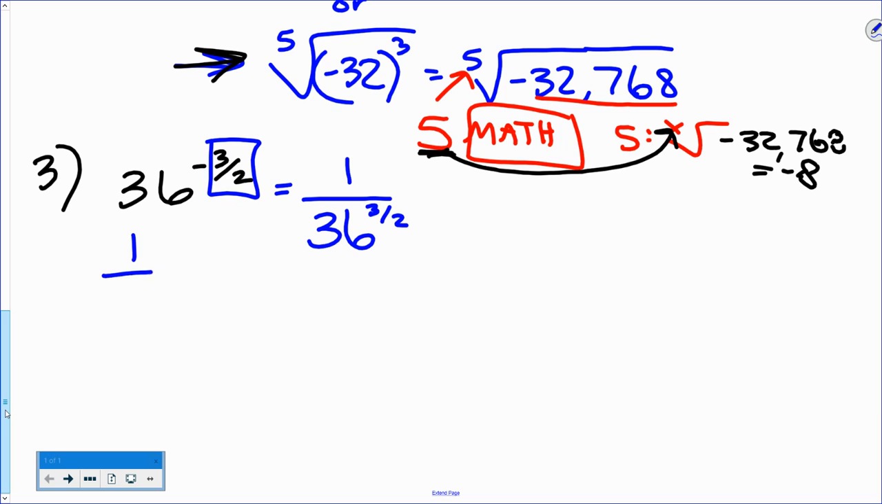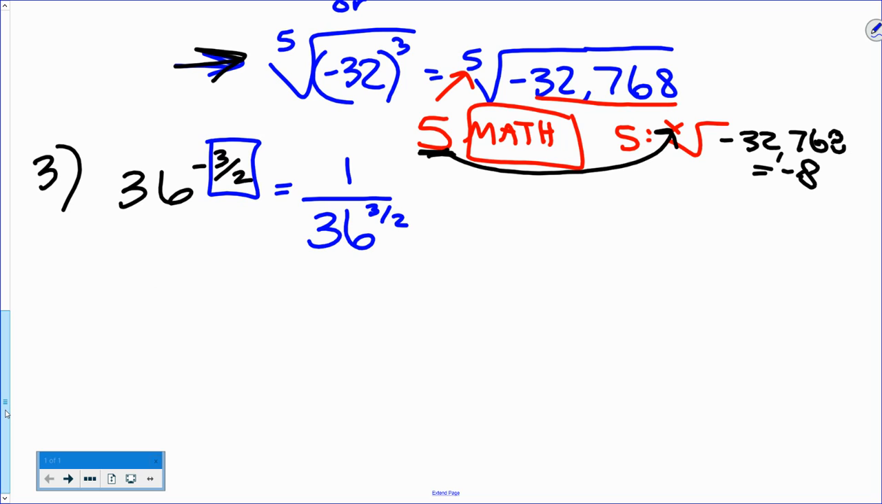If that was just 36 to the negative second, I do 1 over 36 to the second. I don't change that to the 1/2 power. You didn't really know the 1/2 power existed. So don't create new rules that we have not done.